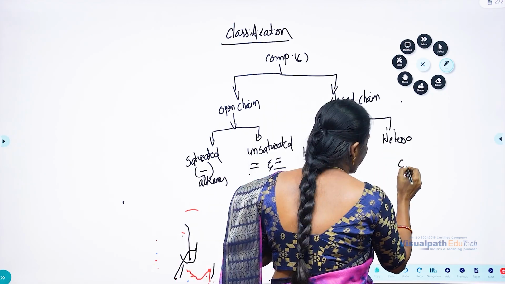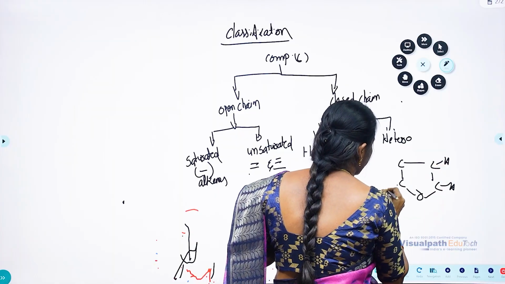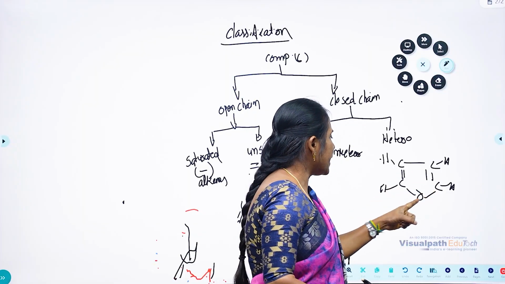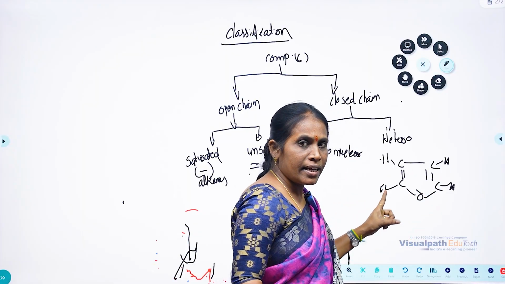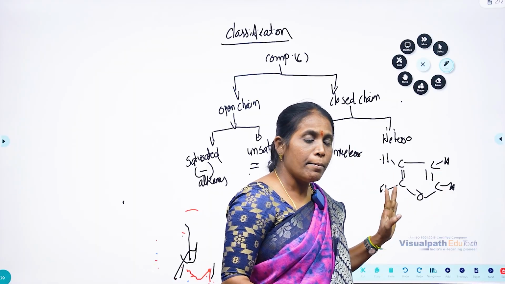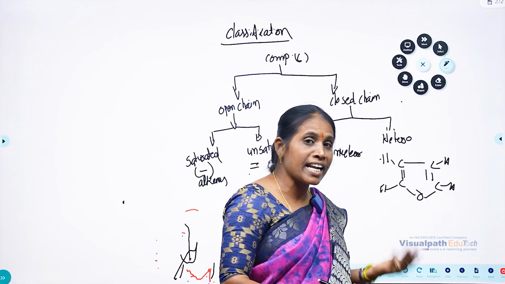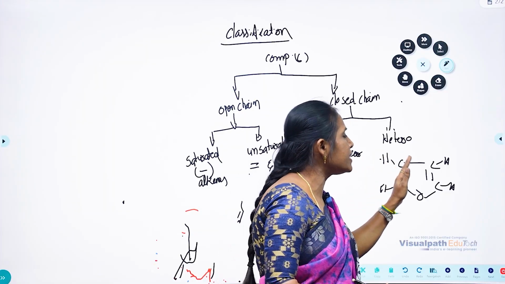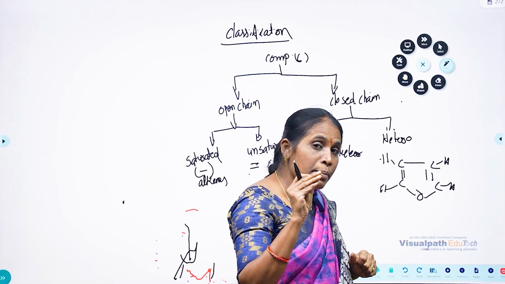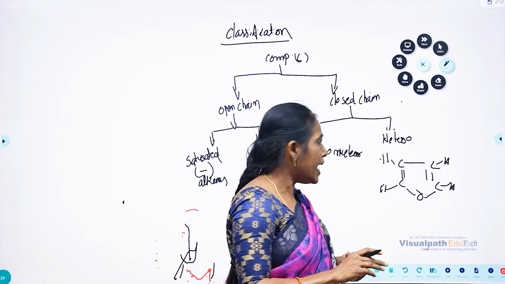See here, all these are CH. In this ring, there is carbon and hydrogen. Carbon and hydrogen are common, but the ring also has oxygen, meaning another element is there, so it is known as a hetero molecule. A hetero molecule means another element is present within the ring. Only then it is considered a hetero molecule.